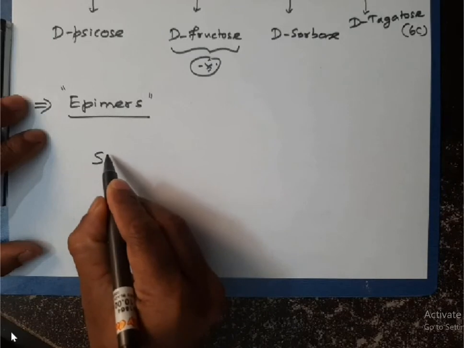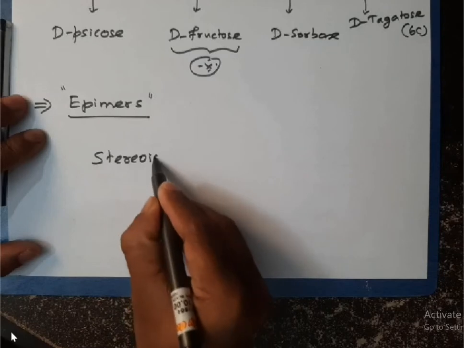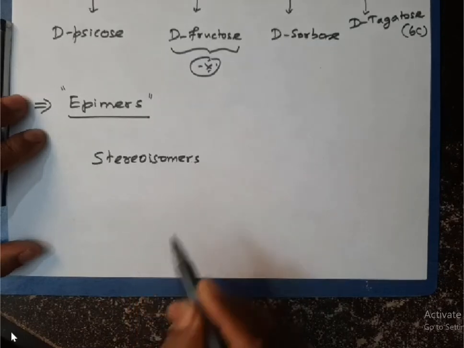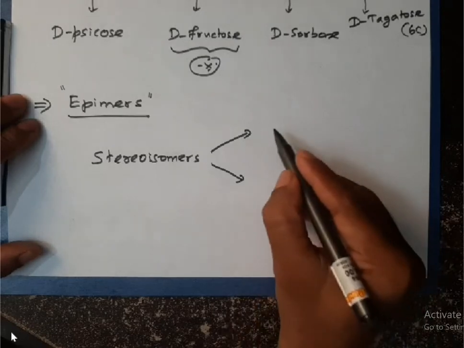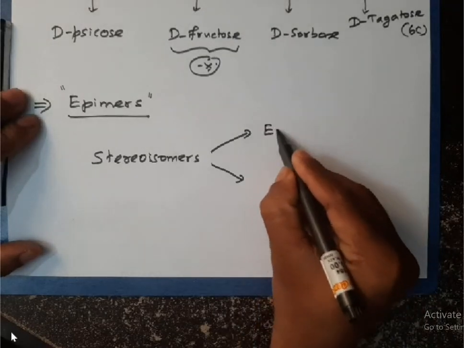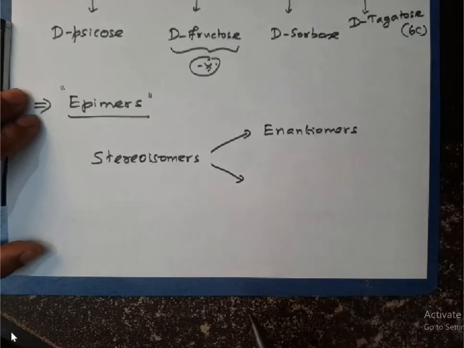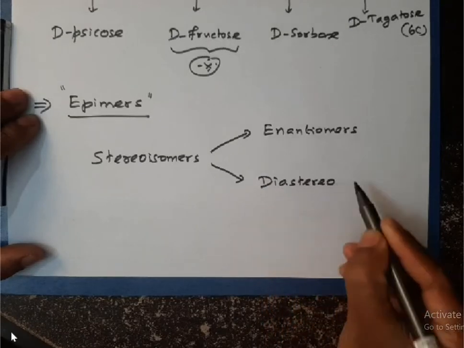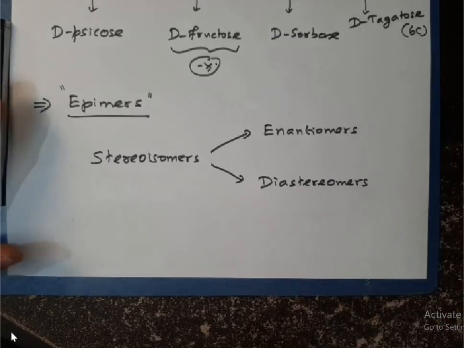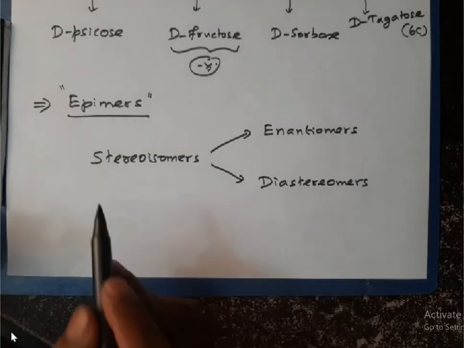Okay, listen, we classify stereoisomers into 2, right? What are they? Number 1, enantiomers. Number 2, diastereomers. Students, keep this in mind, very, very important.